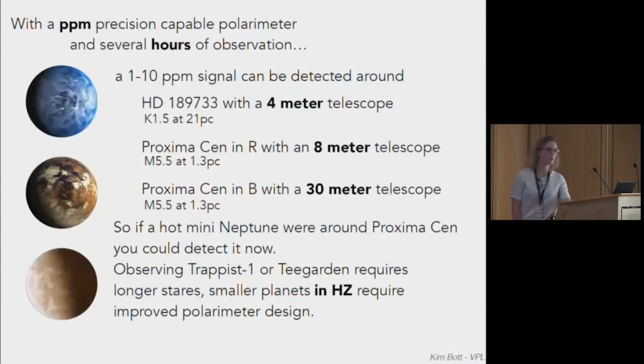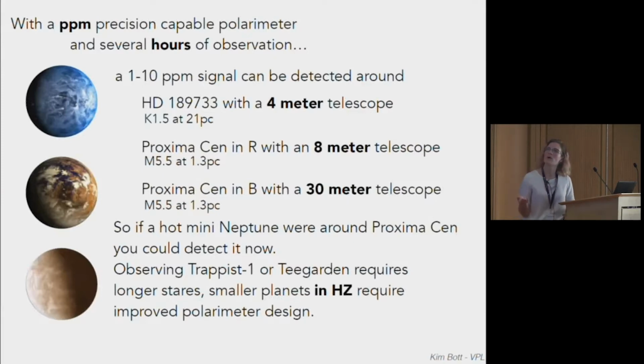So with a part per million precision polarimeter, which is what we currently have, and several hours of observation, which is pretty typical of an aperture polarimeter observing these days, if we were looking for one of these 1 to 10 part per million signals from a planet, we could do that currently, just with what we have right now, with a 4-meter class telescope if we're looking at a star like HD 189.